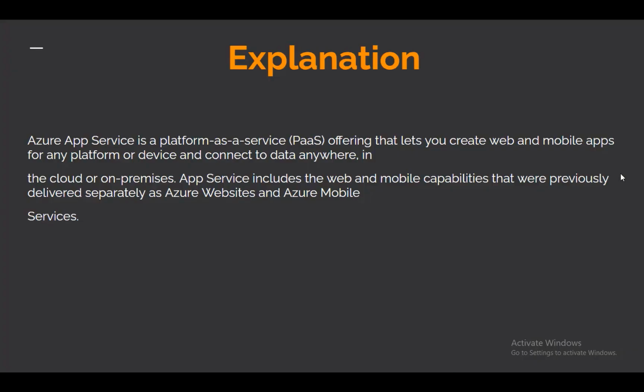Explanation: Azure App Service is a platform as a service offering that lets you create web and mobile apps for any platform or device and connect to data anywhere, in the cloud or on-premises. App Service includes the web and mobile capabilities that were previously delivered separately as Azure websites and Azure mobile services.